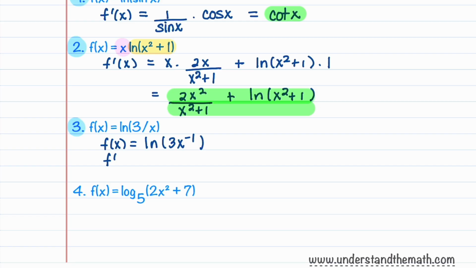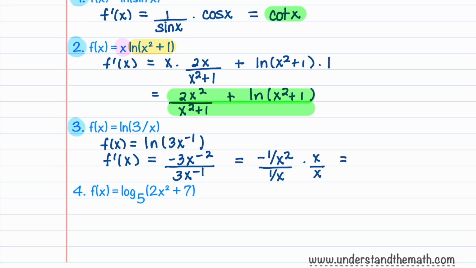Our derivative f prime of x then is the derivative of what's inside, so that is minus 3x to the minus 2, all divided by what's inside, which is 3x to the minus 1. The 3's are going to cancel, and our top term I'm going to write as minus 1 over x squared, and then our bottom term is 1 over x. To simplify this, we can just multiply the top and the bottom by x, so we get an answer of minus 1 over x.